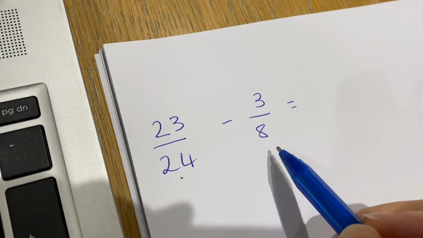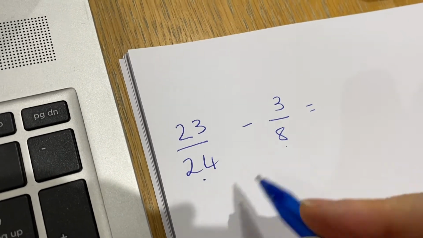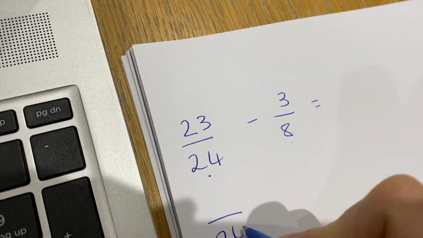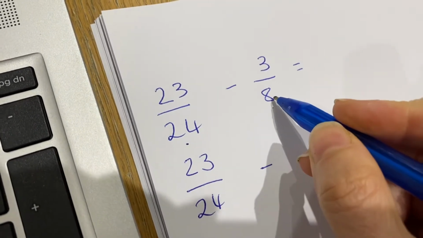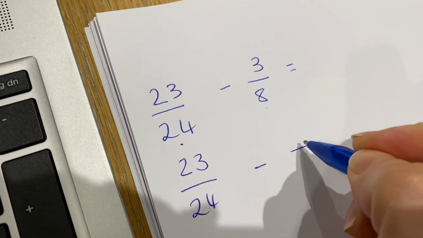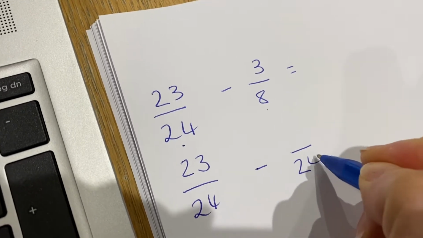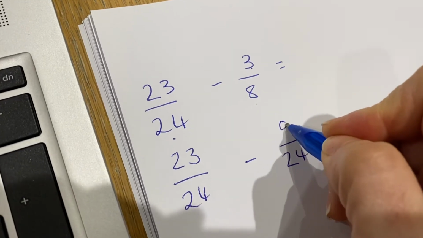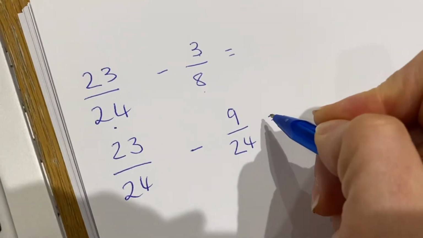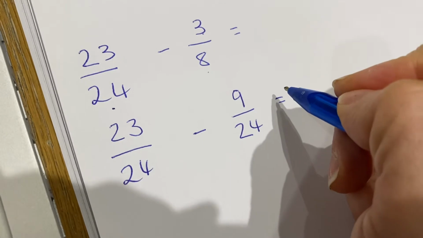Right, so what I need to do is I need to make my denominators the same, and I'm going to use 24 as my denominator because 8 is a factor of 24. So that means this fraction can stay the same. I need to multiply 8 by 3 to make 24, which means I've also got to multiply 3 by 3, which makes 9.